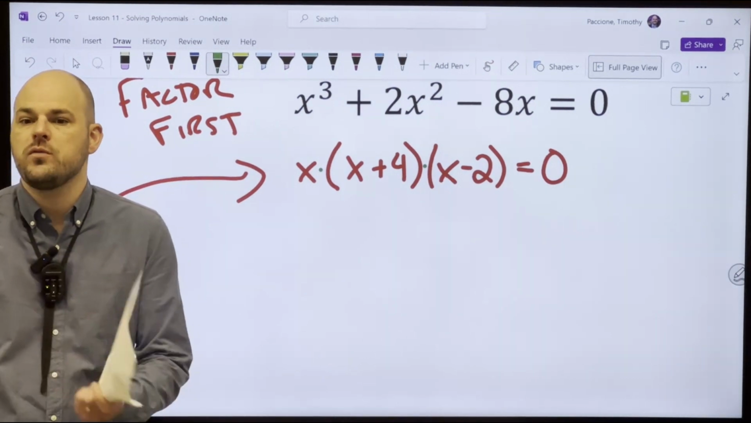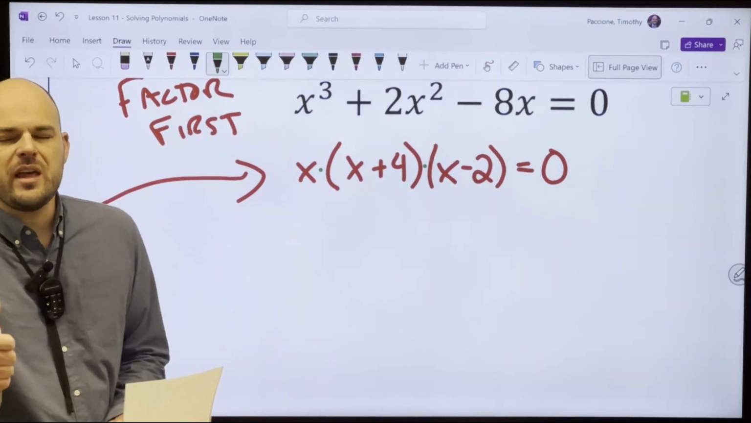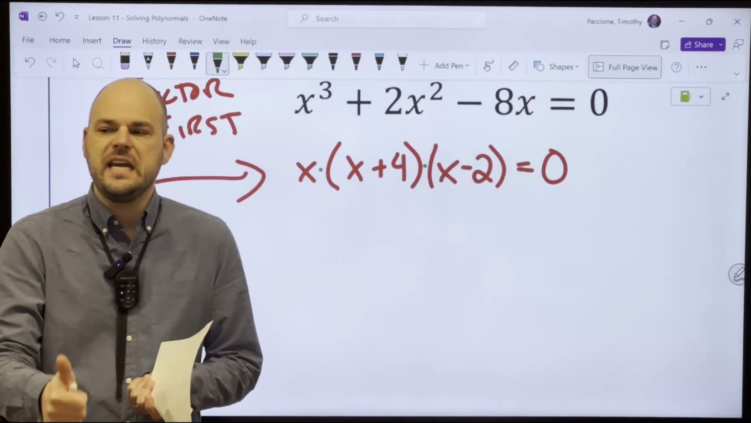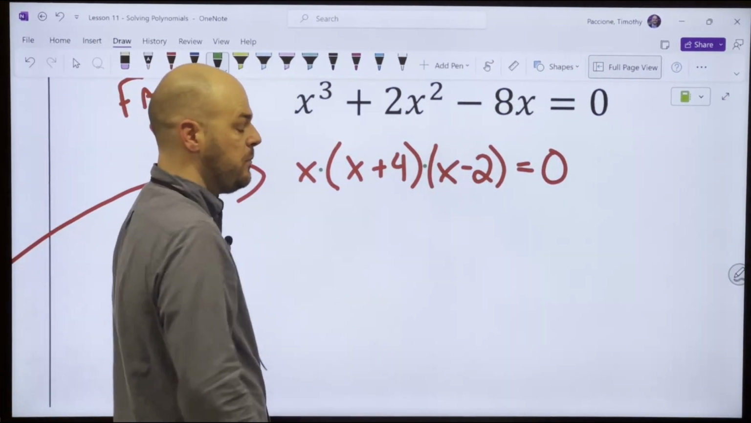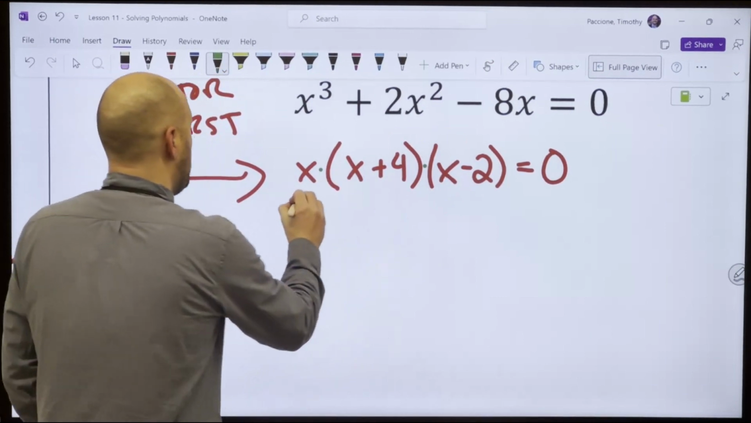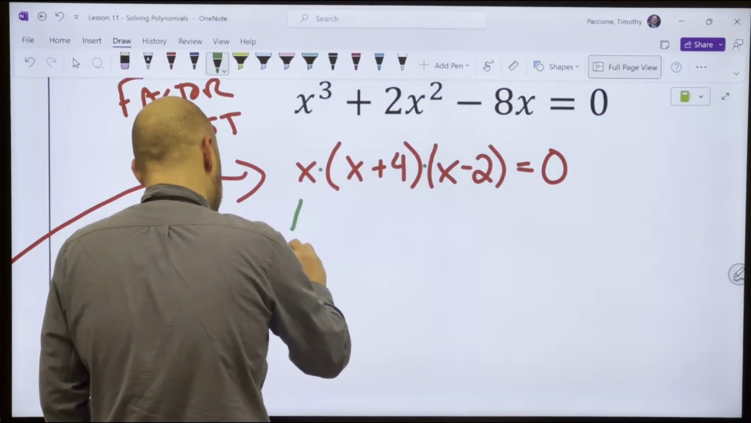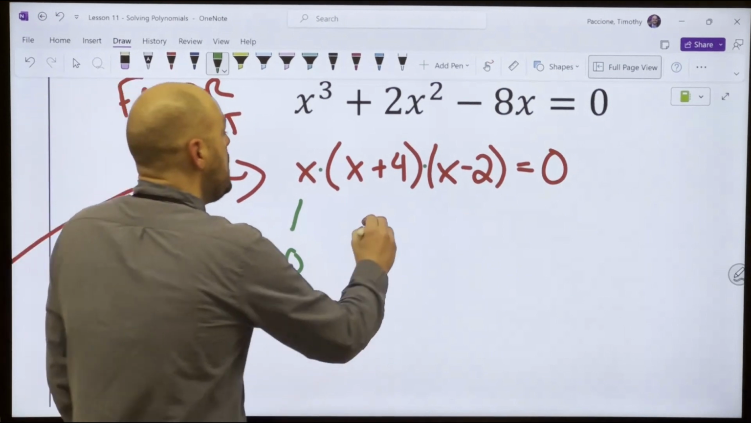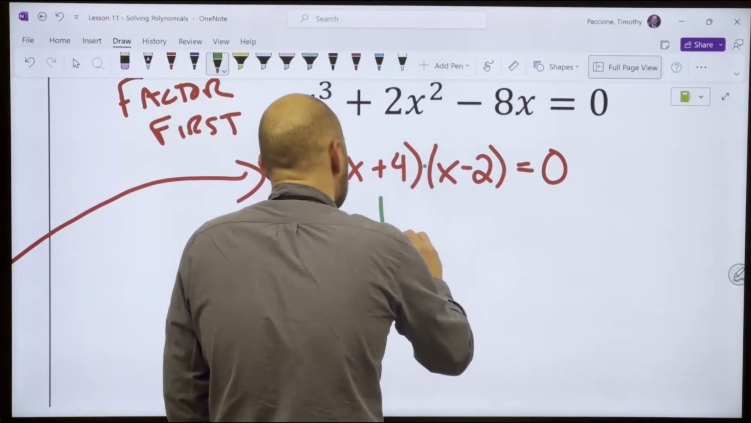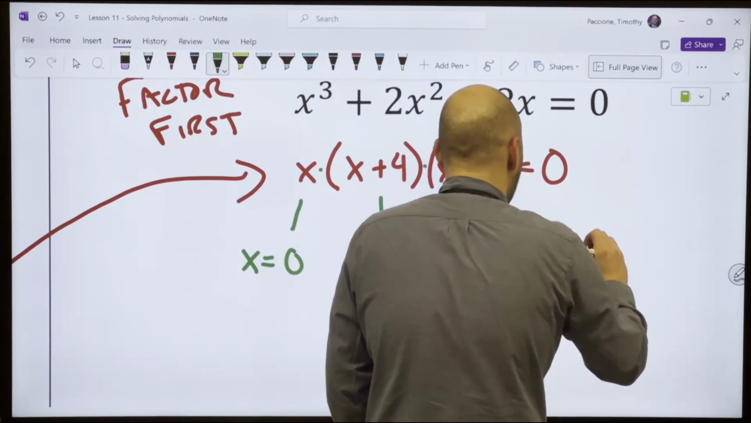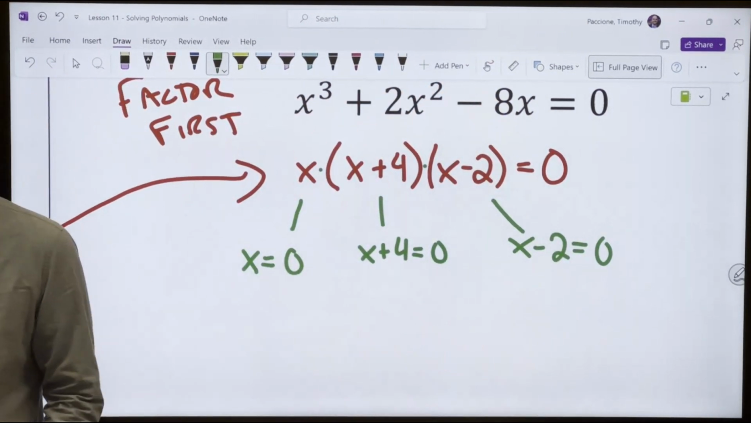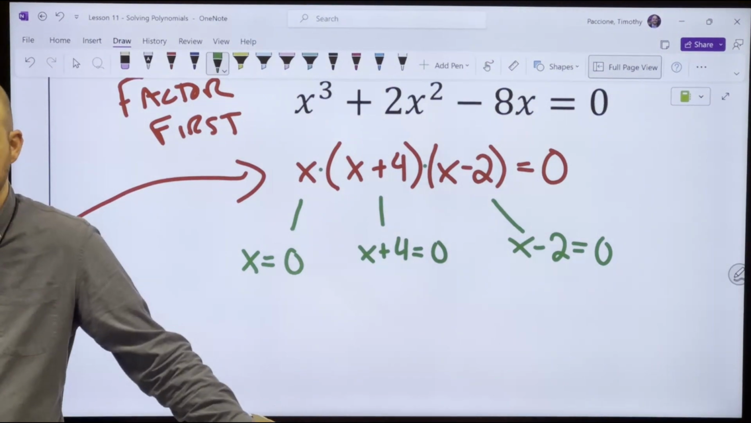So we account for that, and we say, remember that the equal sign can also just be the word is, right? Either that is 0, or that is 0. So I literally write that. I say, well, either x equals 0, or x plus 4 is 0, or x minus 2 is 0. One, if not all of those things have to be true. And we account for every possibility.